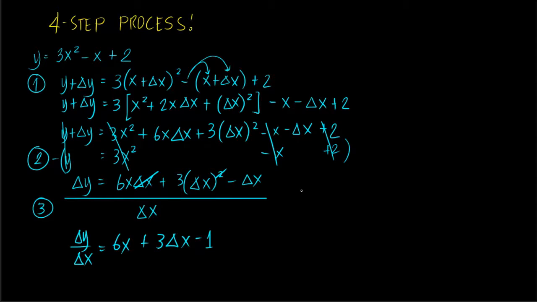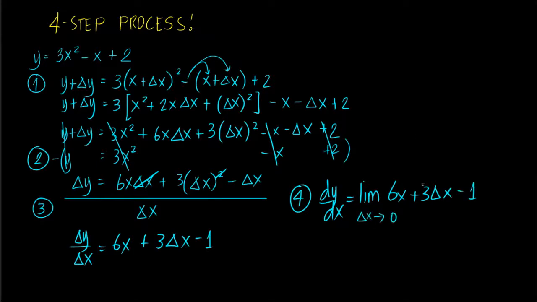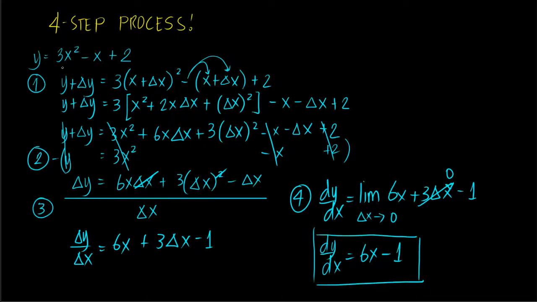Okay, step 3. Step 4. Para makakuha kita dy over dx, i-limit naton ang aton nga 6x plus 3 delta x minus 1 as delta x approaches 0. Substitute lang na siya, di ba? So, dy over dx is equal to, wala ka man lisang delta x, so just copy 6x. Now, if you substitute 0 here, this whole term becomes 0. And then, minus 1. So, the derivative for y equals 3x squared minus x plus 2 is equal to 6x minus 1. This is the equation of the slope of whatever point you want to look for in this given curve. Okay?